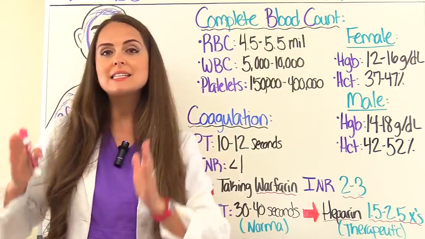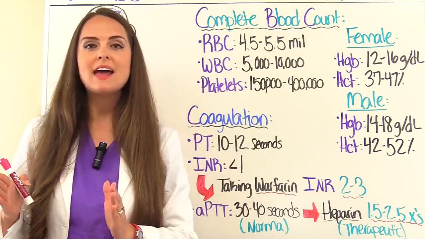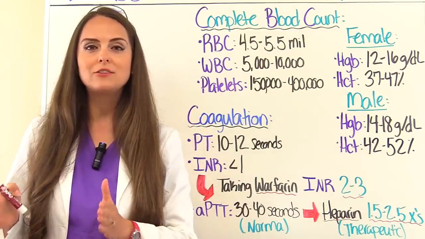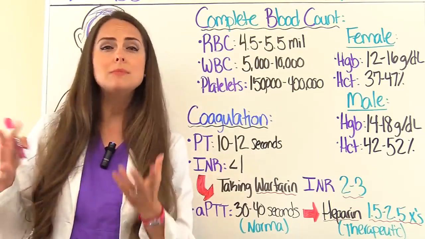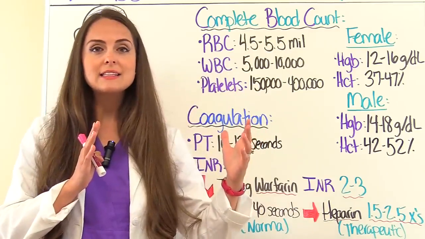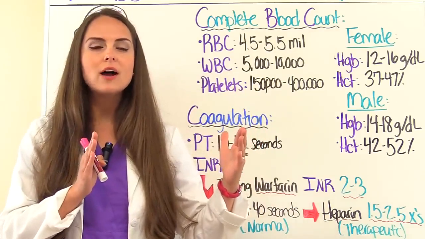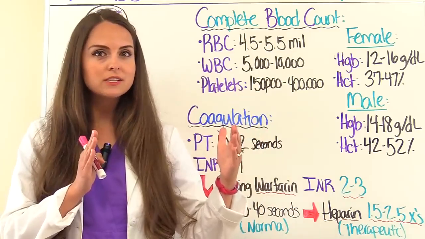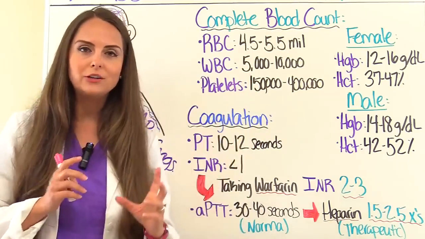Now, if they were less than 60, that would mean that we're not achieving what we need. They're not therapeutic, so their dose of heparin would need to be increased. If they're greater than 80 seconds, it's taking them way too long to clot, so they really have too much heparin in their system, so their dose would need to be decreased.